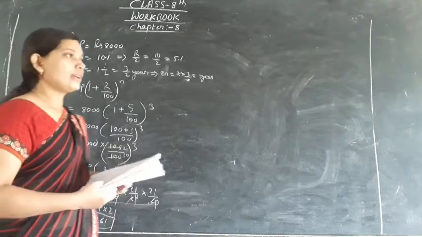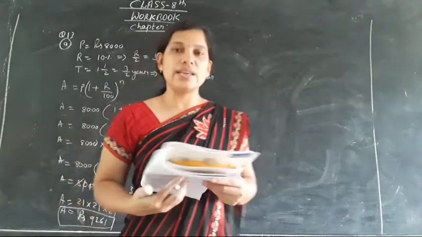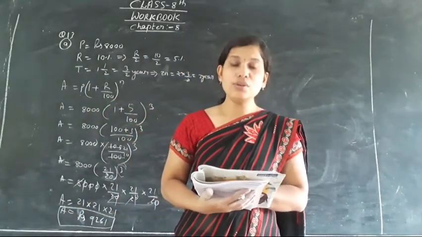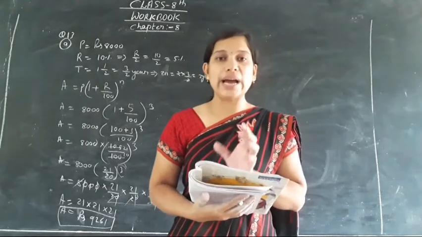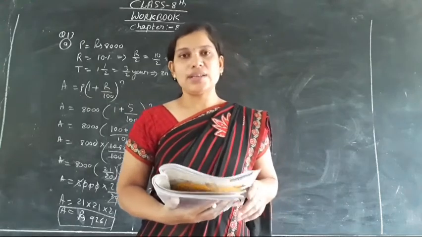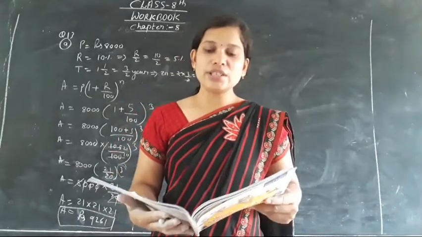What is the amount you will get? 9261. Then you have to find the compound interest. So compound interest is equals to amount minus principal. When you subtract principal value from amount value, you will get the compound interest. Clear? So here we had completed the chapter number 8.